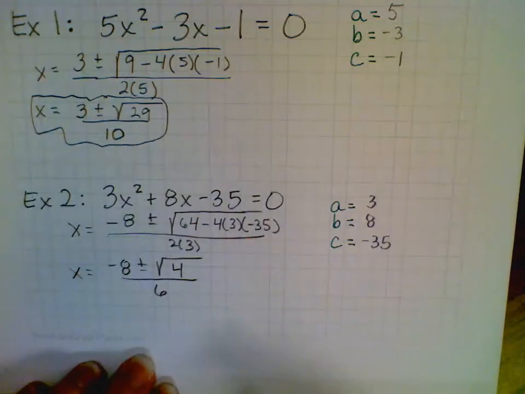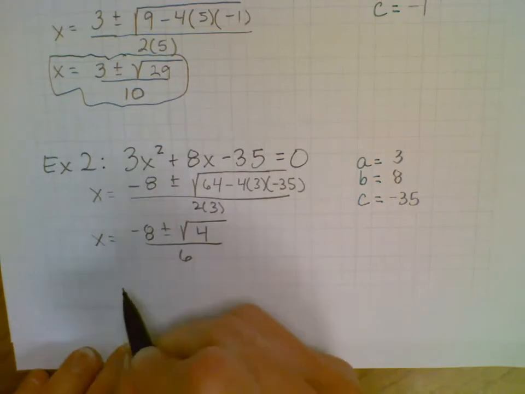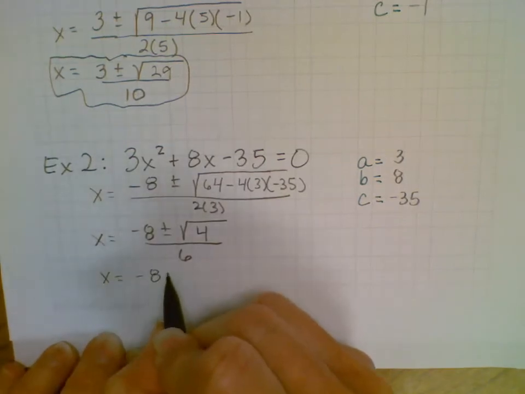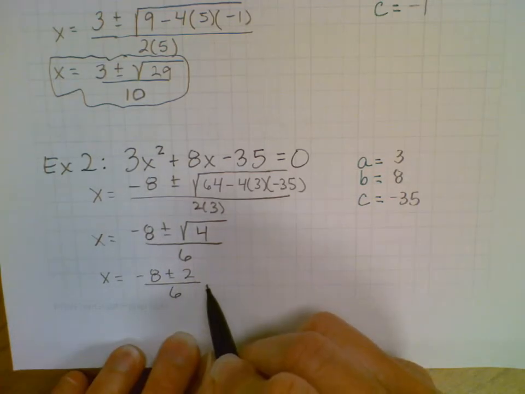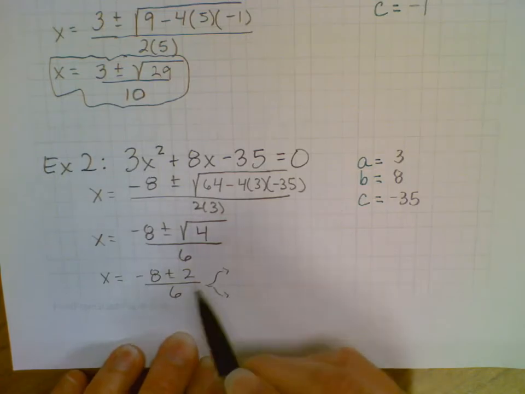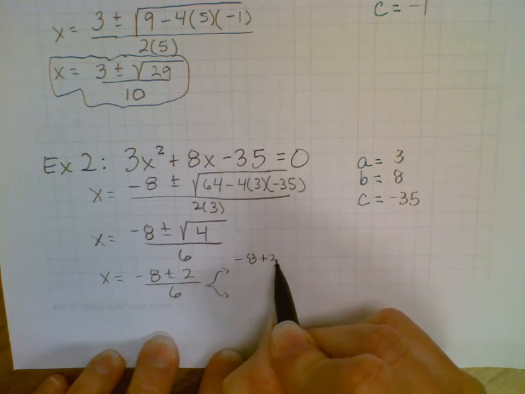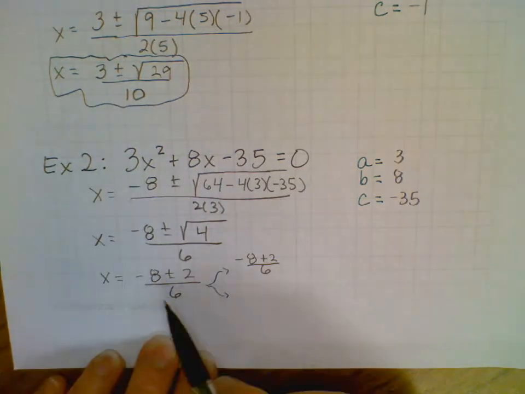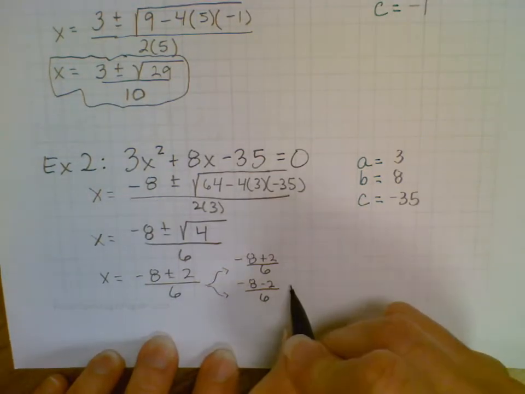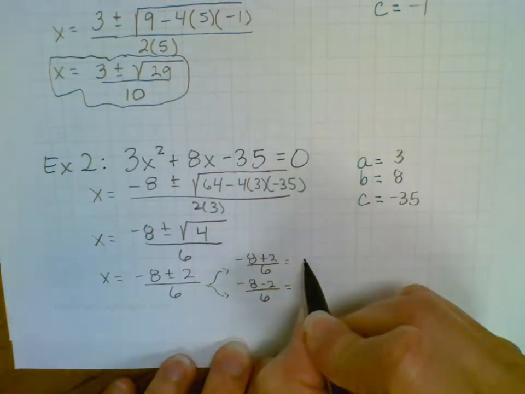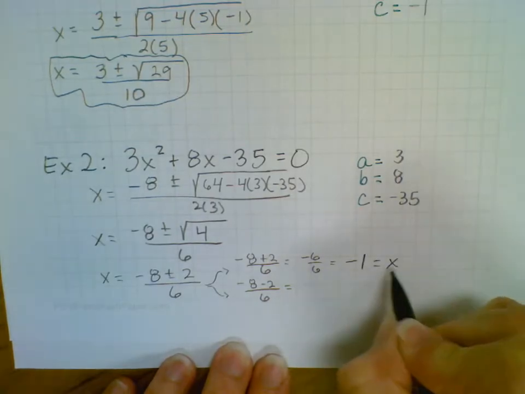Oh, now this one's a little different because 4 is a perfect square. So we can take the square root of that. So we get -8 plus or minus 2 all over 6. Now we need to simplify this. So I'm going to do -8 plus 2 divided by 6, and I'm going to do -8 minus 2 divided by 6. So this will be -6 over 6, which is -1. So that's one of my solutions.